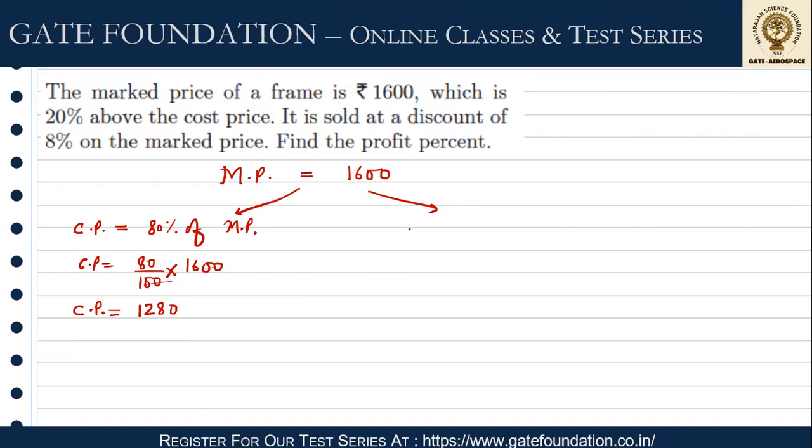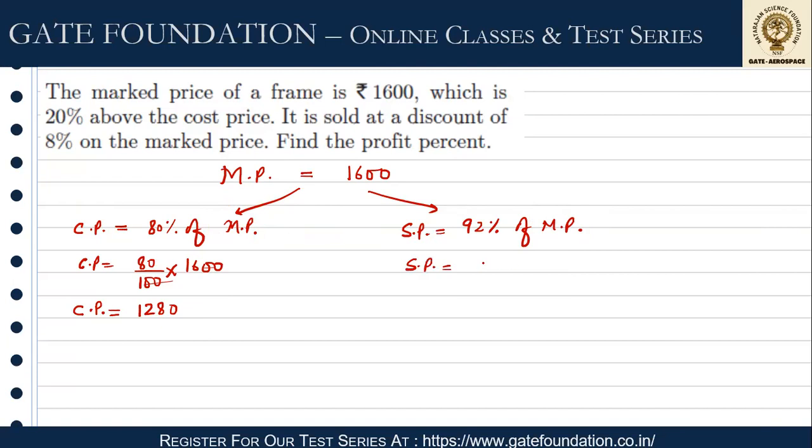Now let's calculate the selling price. So for the selling price, it is given that there is a discount of 8% on mark price, so 92% of mark price. This will be our selling price. See, the important thing to understand over here is that both these things that are calculated are with respect to the mark price. So here you will have mark price in both places. If you take cost price or selling price here, you'll get an incorrect answer.